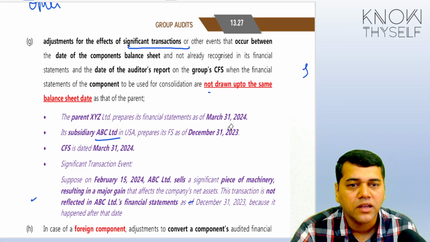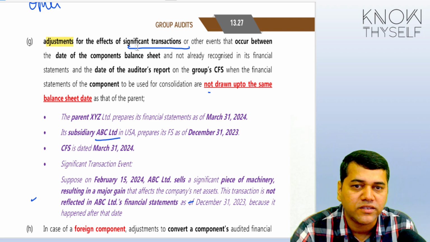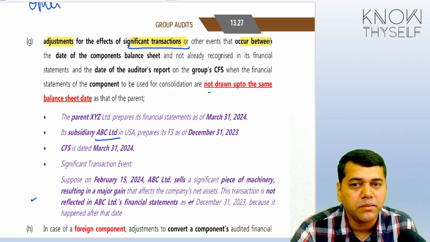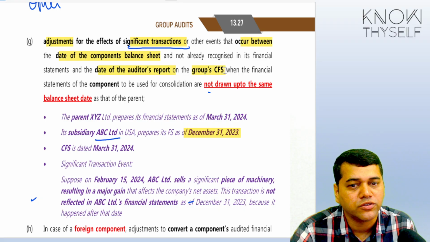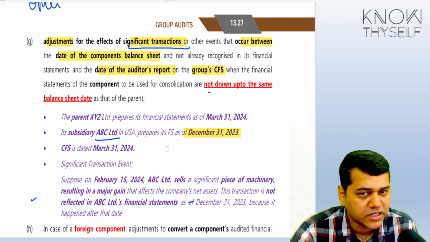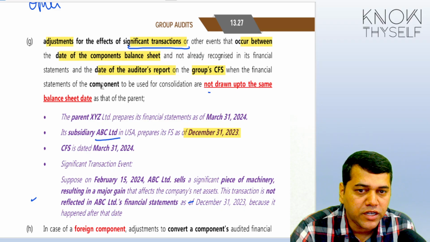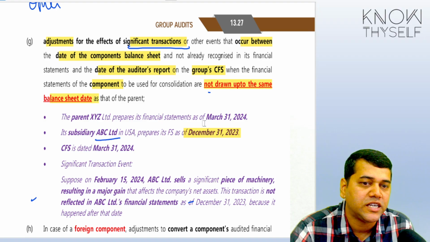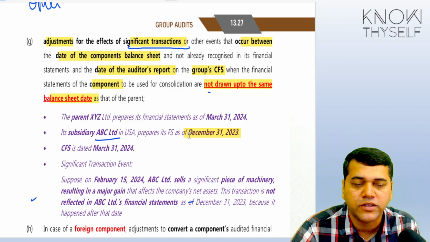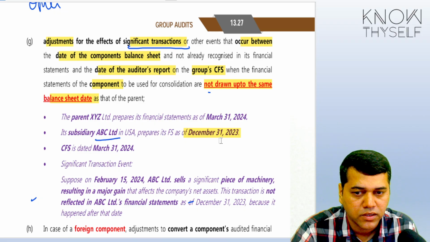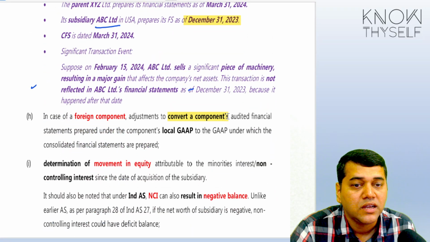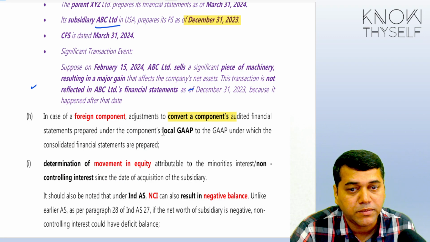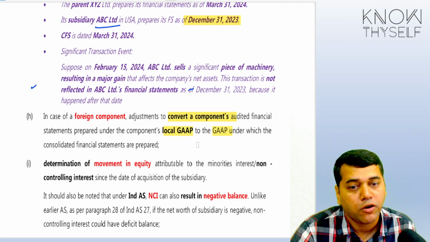So what they are trying to tell is, you need to look for adjustments for the significant transactions that occur between the date of the component's balance sheet and the date of the auditor's report on group CFS, maybe 30th July, when the financial statements of the component are not drawn up to the balance sheet date of the parent. This happens only for foreign subsidiaries, because in India everybody is going to close on 31st March only. So in case of a foreign component, you need to convert the component's audited financial statement from local GAAP to the GAAP of the parent.